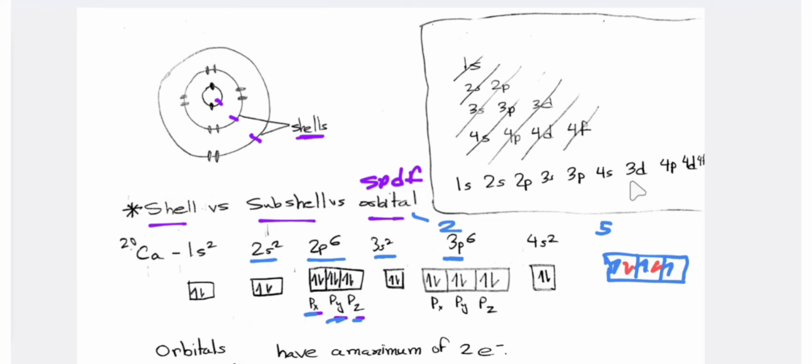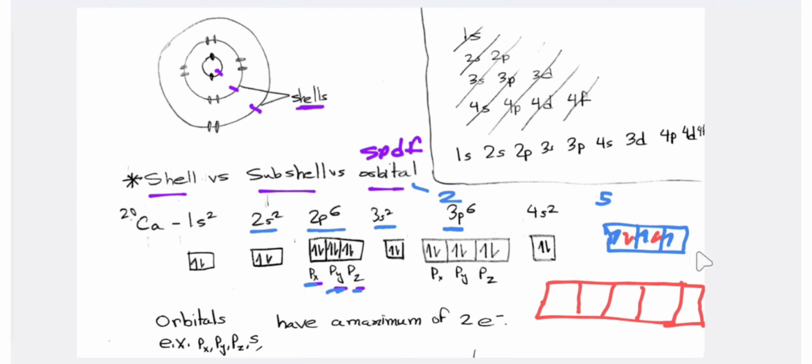And for the d subshell, how are the electrons arranged in the orbitals? For example, the d subshell has 5 orbitals. So 1, 2, 3, 4, and this is our 5.